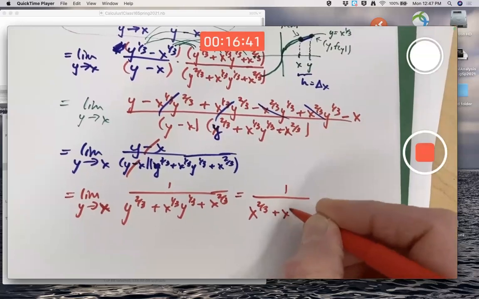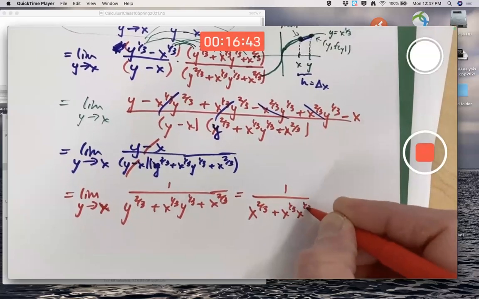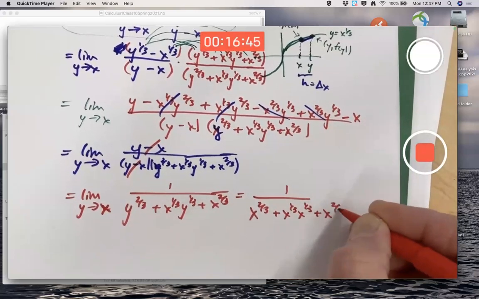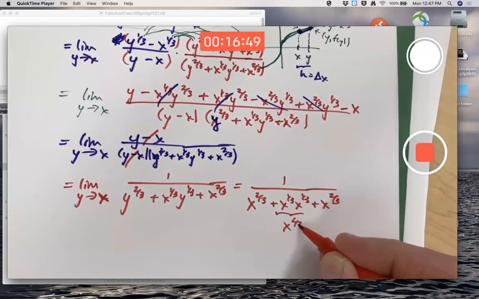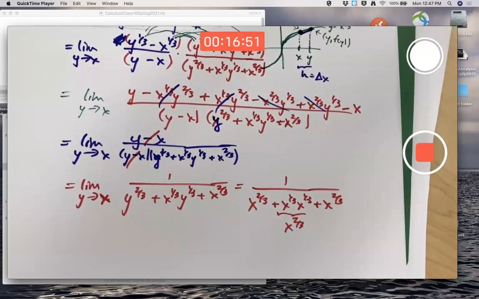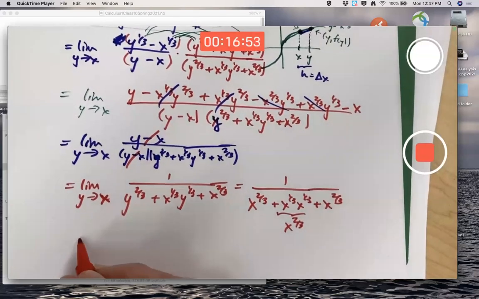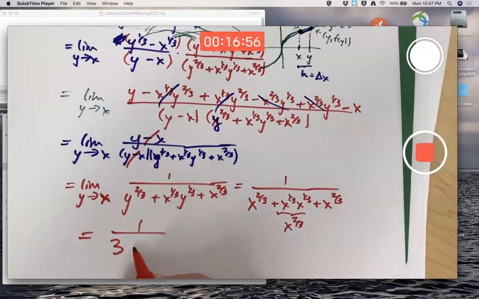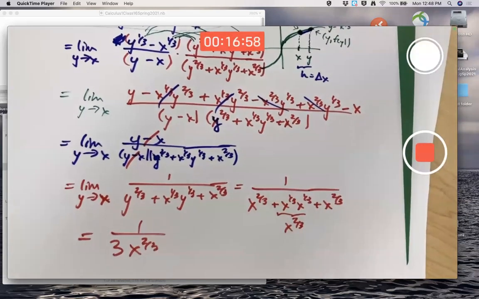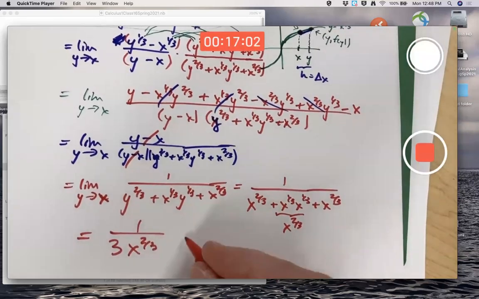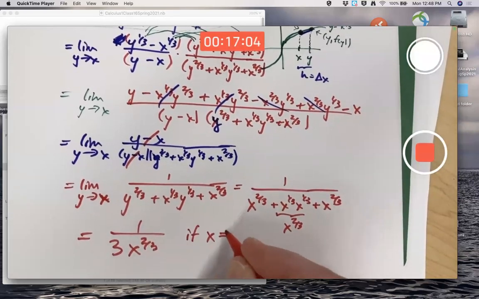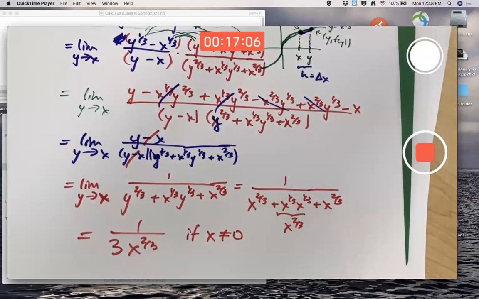And look at this. Something kind of magical happens again. That's the same as x to the 2/3. I've got 3 terms that are all x to the 2/3 being added together. That indeed is 1 over 3 times x to the 2/3, just like we got before, if x is non-zero. Okay, so we have verified the power rule in the case where n is 1/3.